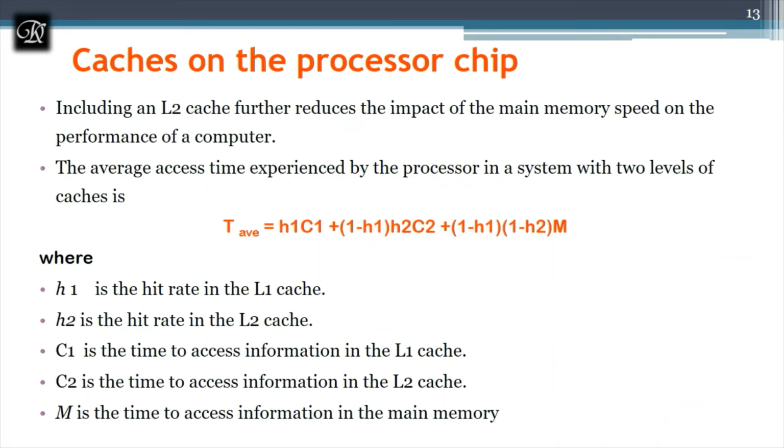The formula for a processor with 2 levels of cache is just an expansion of the previous one, where H1 is the hit rate on the L1 cache, H2 is the hit rate on the L2 cache, C1 is the cache 1 access time, and C2 is the cache 2 access time, and L1, L2 are the levels. M is the time to access the information from the main memory. So this is the formula given for the L2 cache.